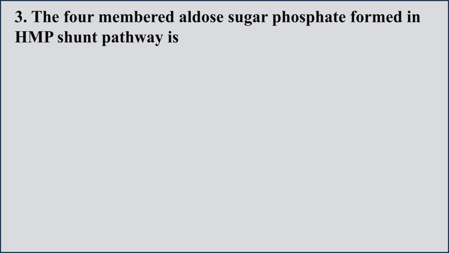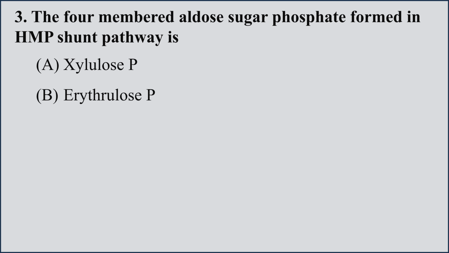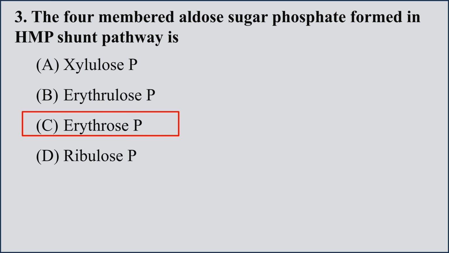Question number 3. The 4-membered aldose sugar phosphate formed in the HMP Shunt pathway is, they are asking about the molecule that consists of 4 carbon atoms and has aldose group present in it in the pentose phosphate pathway. What is its name? A. Xylulose phosphate, B. Erythrulose phosphate, C. Erythrose phosphate, D. Ribulose phosphate. The right option is the molecule that consists of 4 carbon atoms and the aldose group, erythrose phosphate.